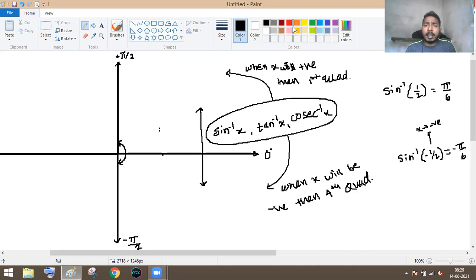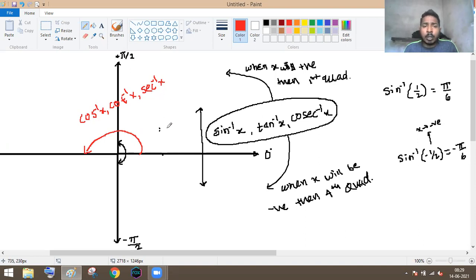Got this? Now we have the second group, which lies from 0 to pi by 2. That group is basically categorized as cos inverse x, cot inverse x, and what about the next? The sec inverse x. Understood?